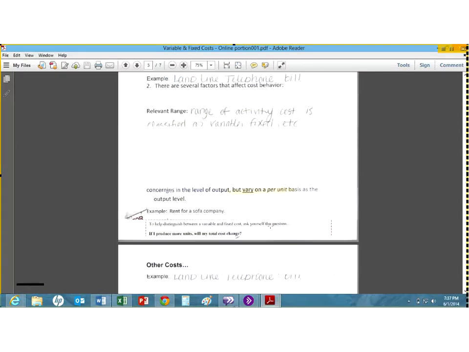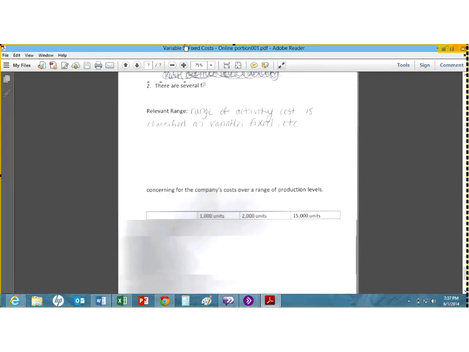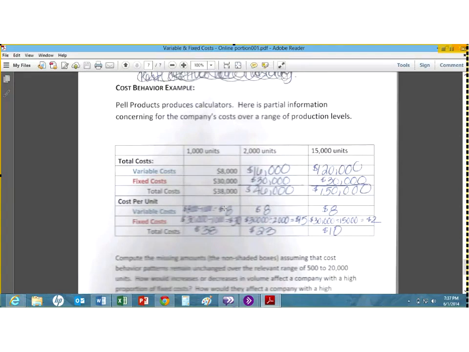So I calculated that my variable cost was going to be $8 when I made 1,000 calculators. And that was a variable cost. Therefore, my variable cost is not going to change if I make 2,000 or 15,000, because it tells me down here my relevant range is 500 to 20,000. So as long as I'm in that range of production, my costs are going to be characterized as variable or fixed. So therefore, I can fill in that my variable cost per calculator is $8 if I make 2,000 calculators, and $8 if I make 15,000 calculators.